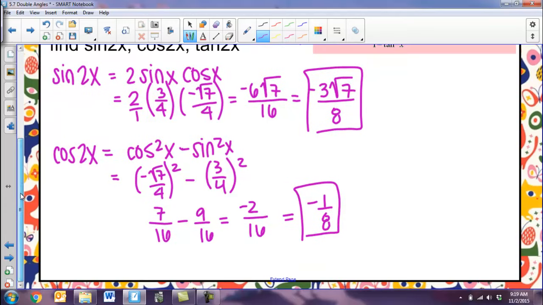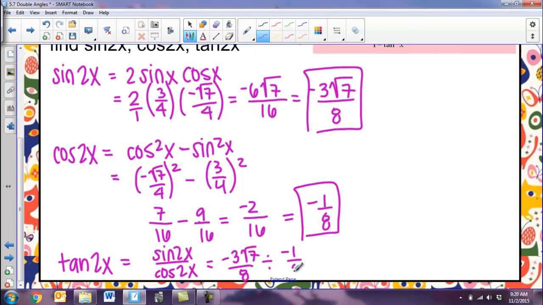Okay, finally, the tangent of 2x, and I have run out of some space here. The good thing about the tangent of 2x is, again, you can use that crazy formula. However, you already know your value for sine of 2x and your value for cosine of 2x. Work smarter, not harder. So if I go ahead in here and I take the value I found for sine, so negative 3 root 7 over 8, and I want to divide it by the value I found for cosine, negative 1 over 8.